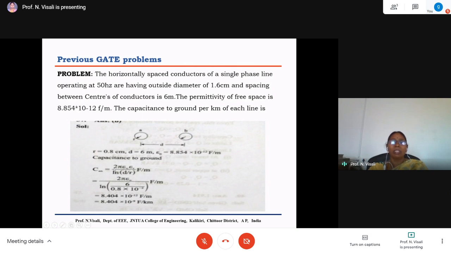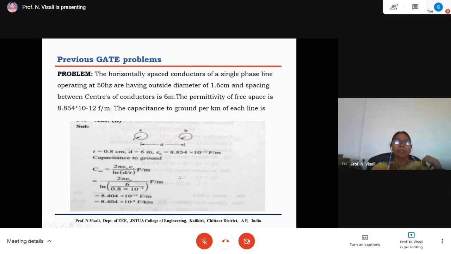So directly you can take 2 pi epsilon by ln D by R. Substitute the values of D and R, then simplify, and you will get the value of CAN. So CAN in farad per kilometer is obtained with the values of 0.8 and 6.